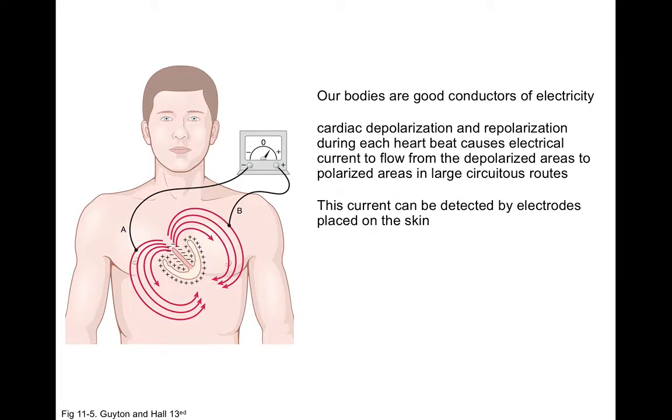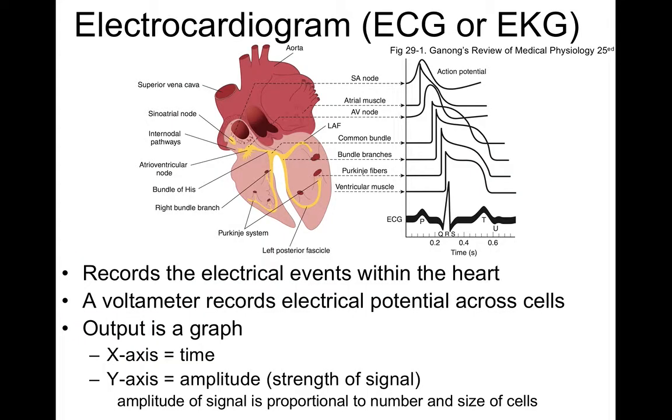Now this current flow can be detected by placing electrodes on the skin near the heart, or even on the arms and the legs. And this detection is called the electrocardiogram. This is when you detect the electrical current moving around the heart during the heartbeat. This records electrical events within the heart.